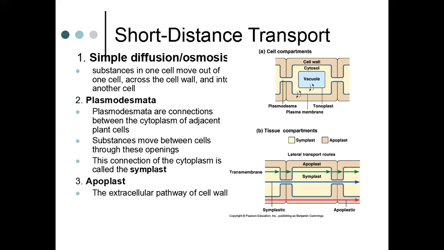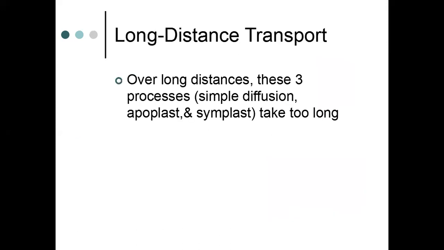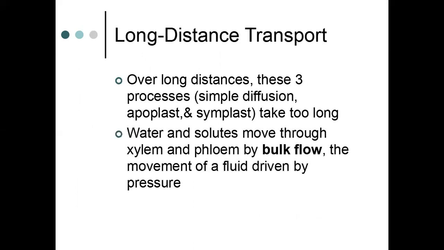Apoplast. What is the apoplast? The extracellular pathway outside the cell membrane. Substances move between cells through the connected cell walls. It means that movement through the cell wall defines the apoplast, or we can say the extracellular pathway for substance movement. Over long distances, these three processes, simple diffusion, apoplast and symplast, take too long. Water and solutes move through xylem and phloem by bulk flow, the movement of fluid driven by pressure. Ultimately, for long distance, pressure is the most important factor.